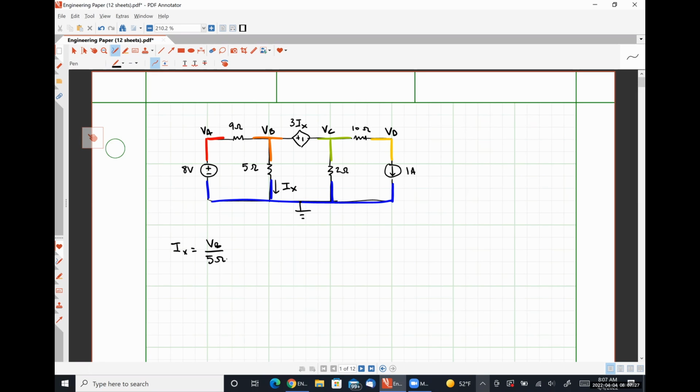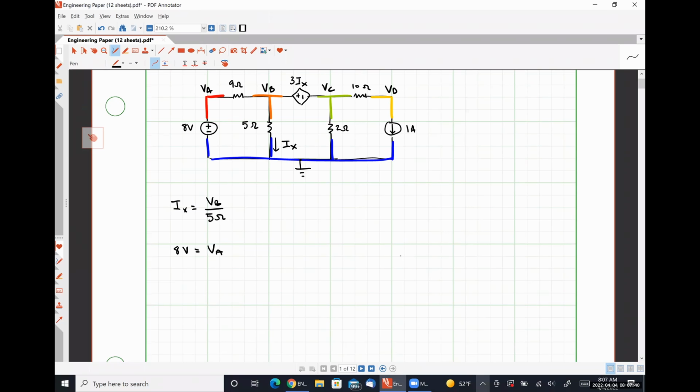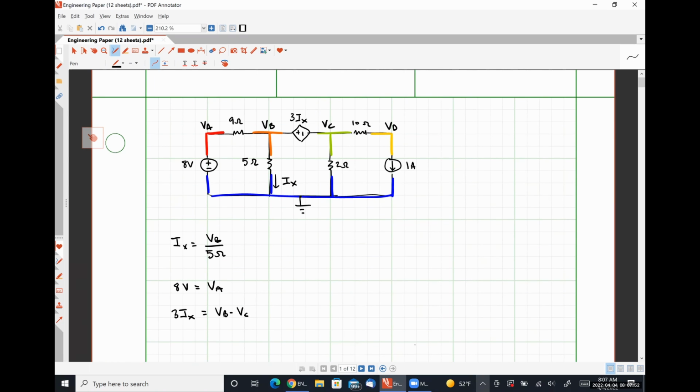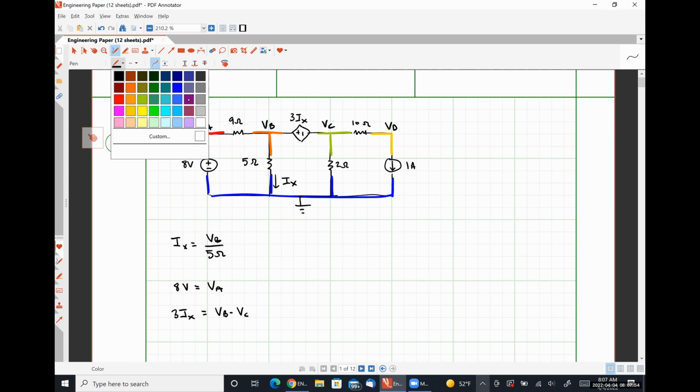For every voltage source that I have, I will have a voltage relationship. So let's start with the 8-volt source on the left. How does that relate to my nodal voltages? All right. And for my 3Ix voltage source in the top middle, how does that relate to my nodal voltages? VB minus VC.